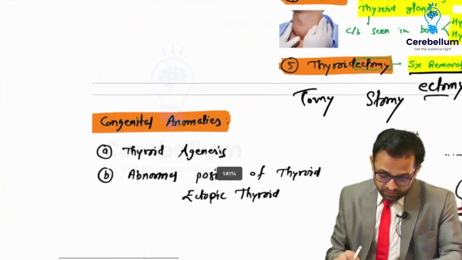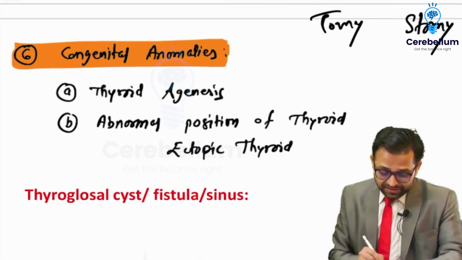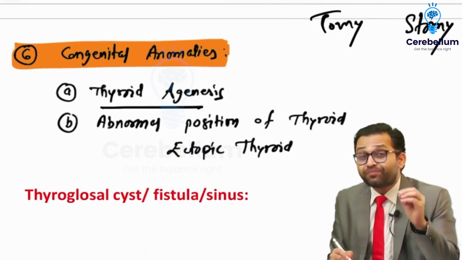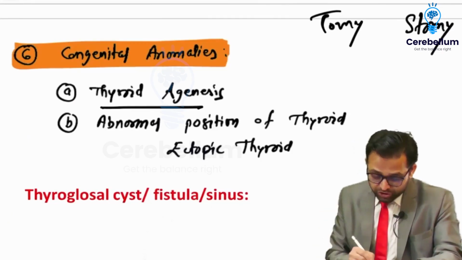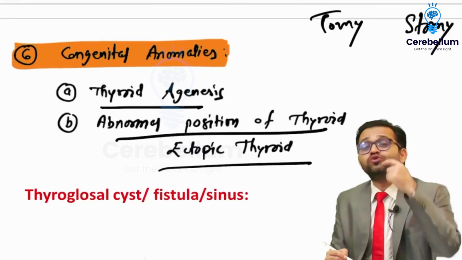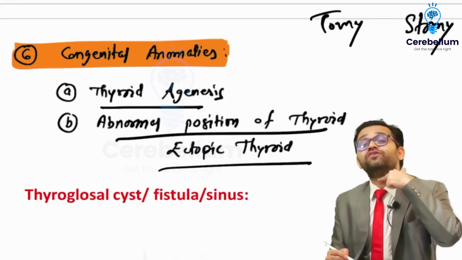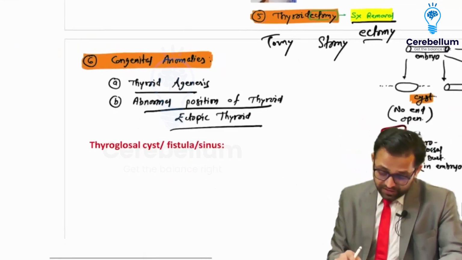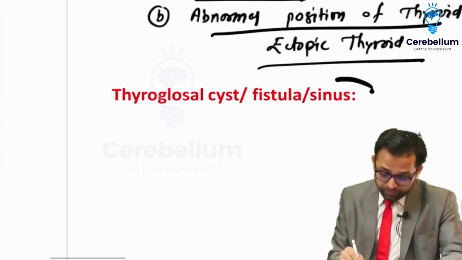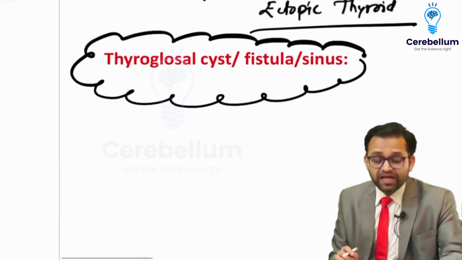Now look here at the congenital abnormalities. As I told you already, sometimes there is no development of the thyroid gland, thyroid agenesis. Sometimes there is an abnormal position of the thyroid gland, that is the ectopic thyroid. I told you: lingual, sublingual, intralingual, suprahyoid, infrahyoid, in front of the thyroid, and sometimes intrathoracic. So these are the abnormal positions. Now one more topic: the thyroglossal cyst, thyroglossal fistula, and thyroglossal sinus.